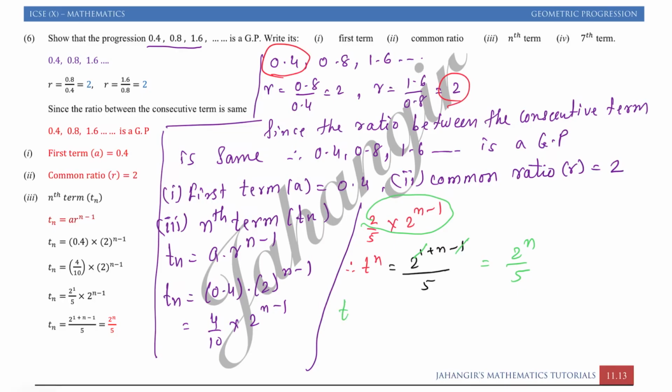Now we have to find the fourth question. We have to find T7. That is 2 raised to 7 upon 5. Just put n value as 7. So 2 raised to 7 is 128 upon 5. Write it in decimal form because in the question we have decimals: 25.6. So my seventh term is 25.6.